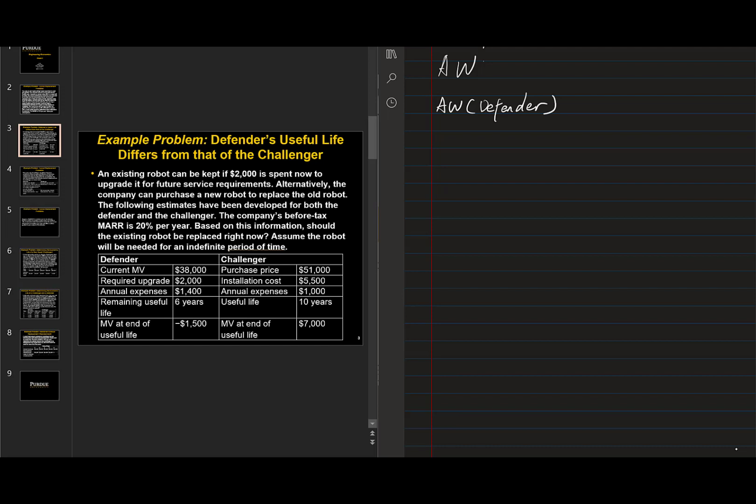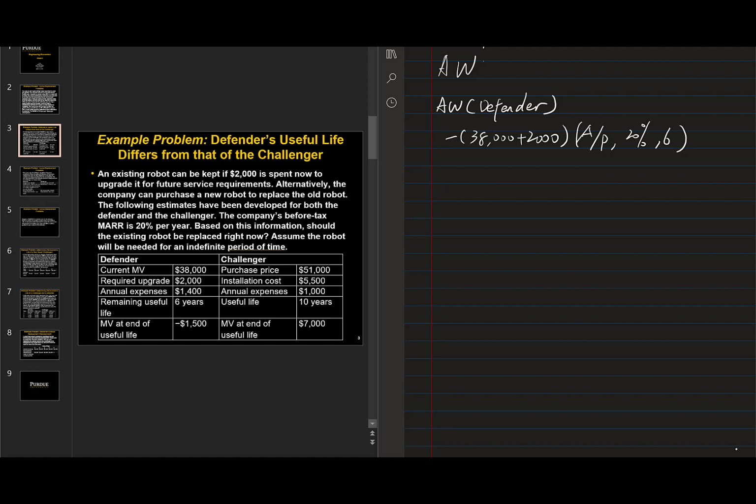At year 0, we have two cost components. That's actually the current market value and the required upgrade. These two combined can be considered as the initial capital investment. So we put that together for year 0. And since we are doing the annual worth, we're taking the present value and want to calculate the annuity. So we use this factor, given a 20% interest rate and 6 years.